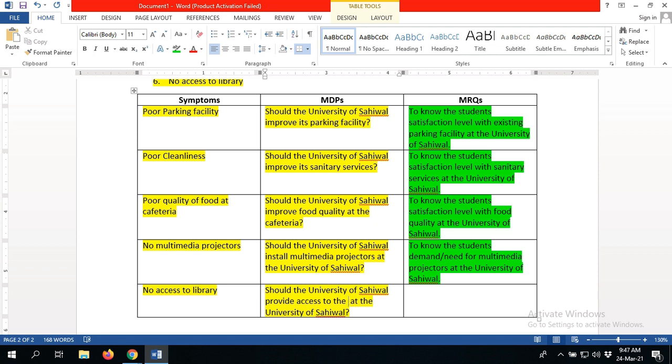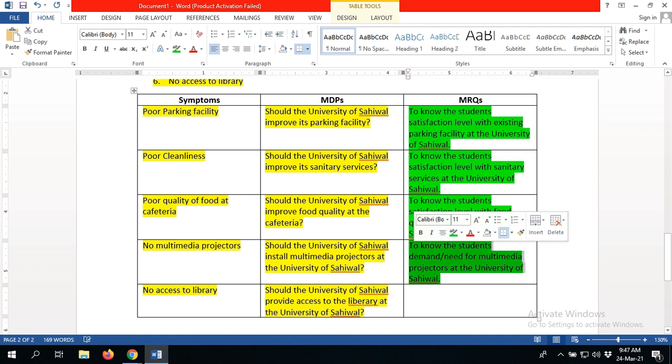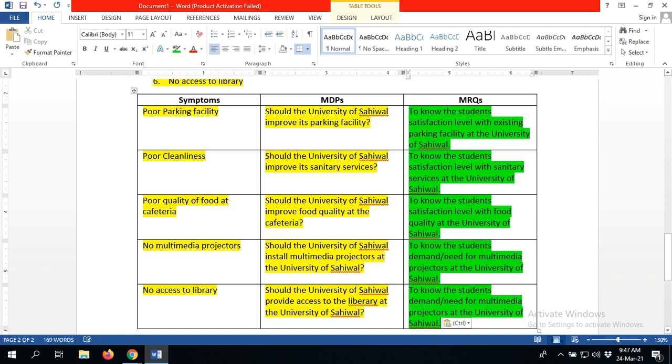Should the University of Saival provide access to the library at the University of Saival? And then again, we will write students' demand and need for library books at the University of Saival. So it means we will try to know students' need and demand for library books. If most of the students say, okay, yes, we need library books and services, although it's a basic facility, we need to ensure it.